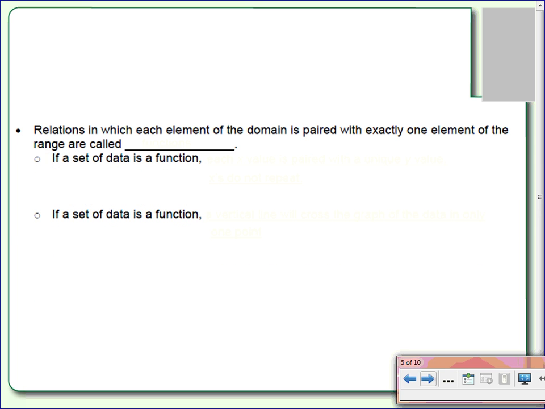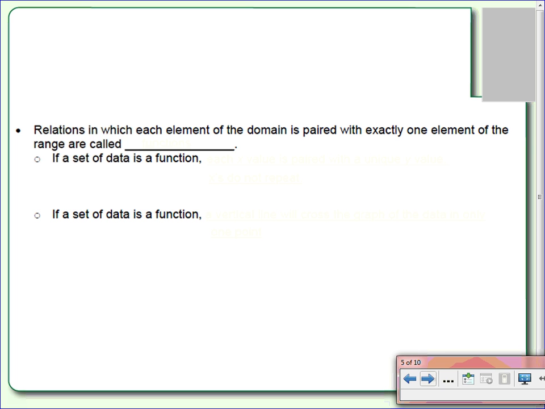All right, let's go to the next page here. We have to do this on our own? Not yet. Not yet. Next it says here, relations in which each element of the domain is paired with exactly one element of the range are called blank. First of all, this word relation. I've already told you what the word relation means. What did I say relation was? It's a set of points, or a set of ordered pairs.